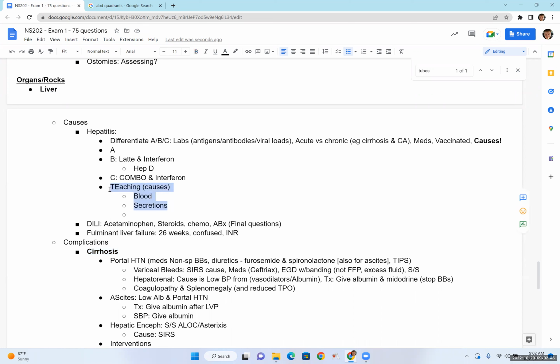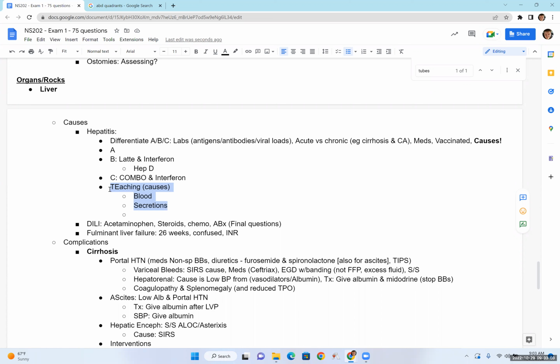Okay, so you talk about teaching for hepatitis, right? Don't overdose on Tylenol. Identify the medications that put them at risk. For the fulminant liver failure, does only Hep A cause it or can all of them? Anything can cause fulminant liver failure, and any one of those drugs, any one of those hepatitises, right?